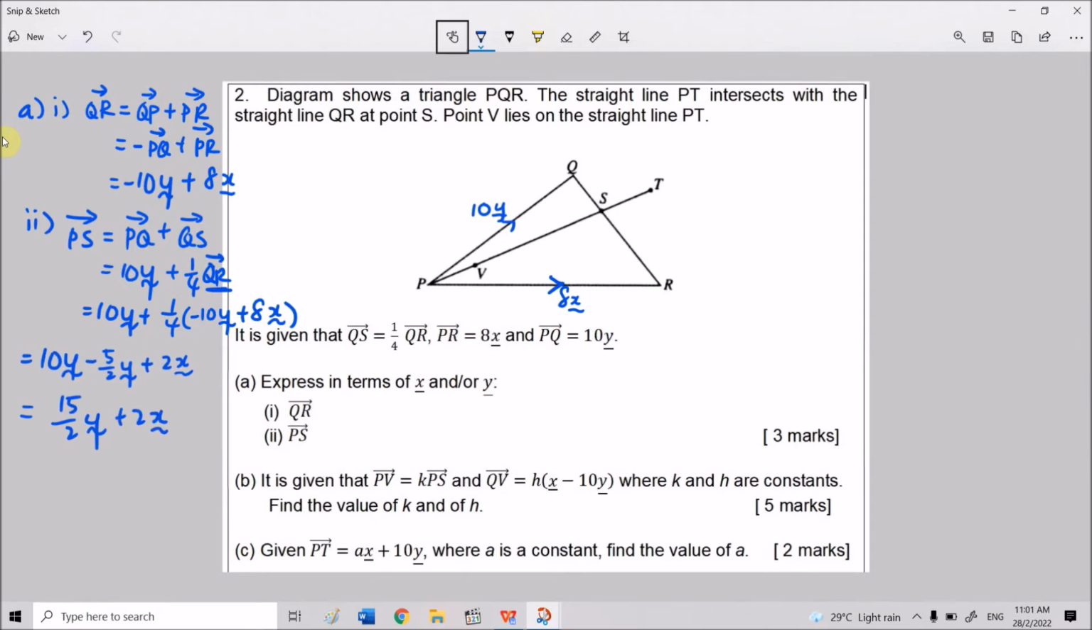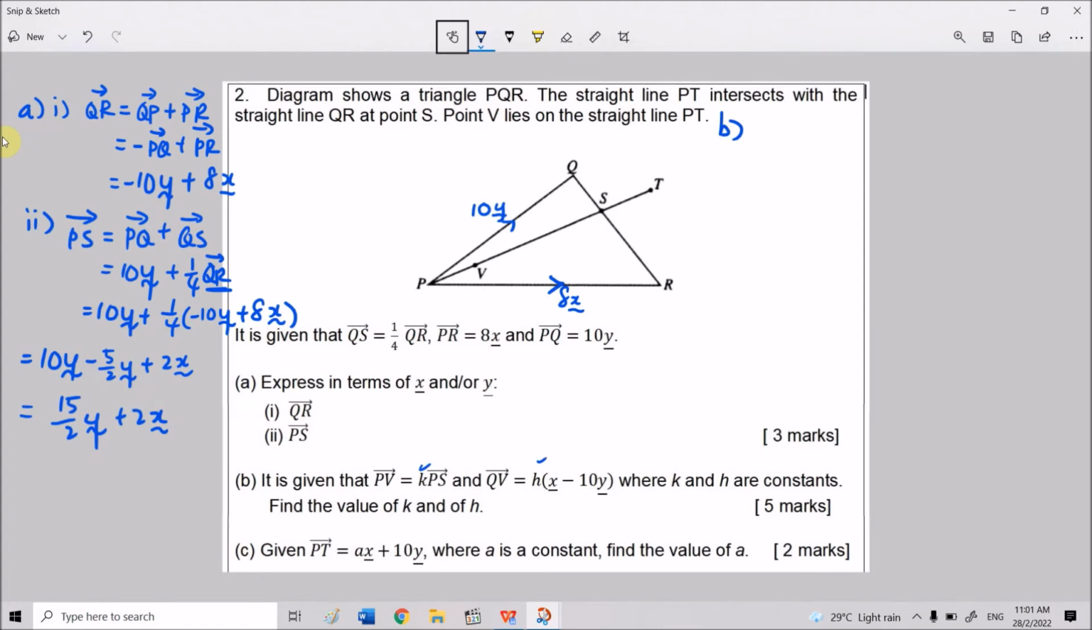Okay, now we go to question B. It is given that vector PV equals to K vector PS, and vector QV equals to H, a constant, times the given vectors here. So find the values of K and of H. We need to find these two values.